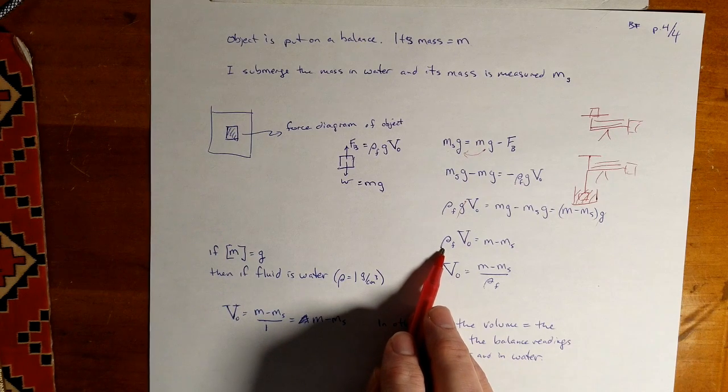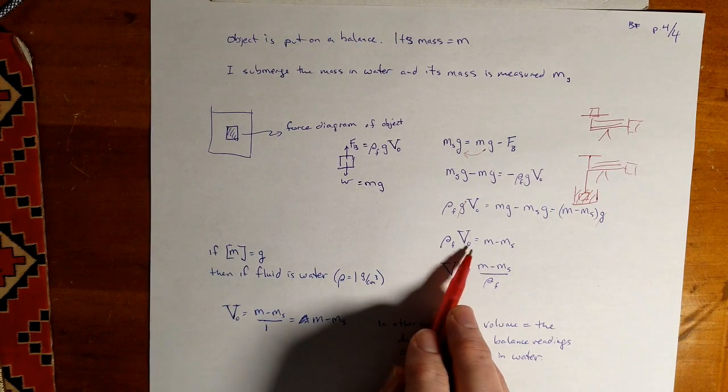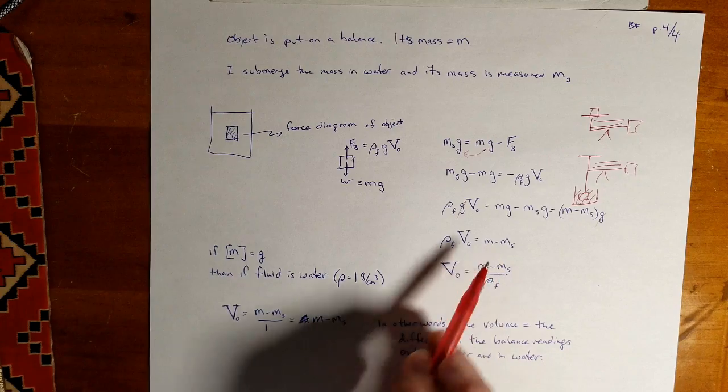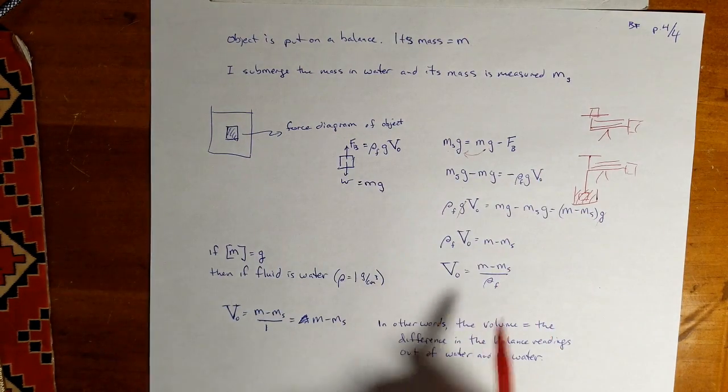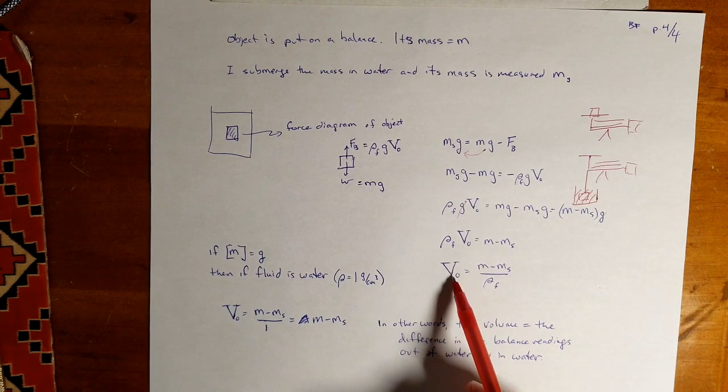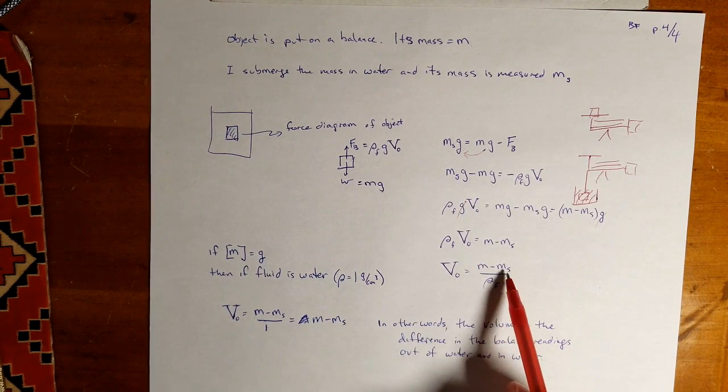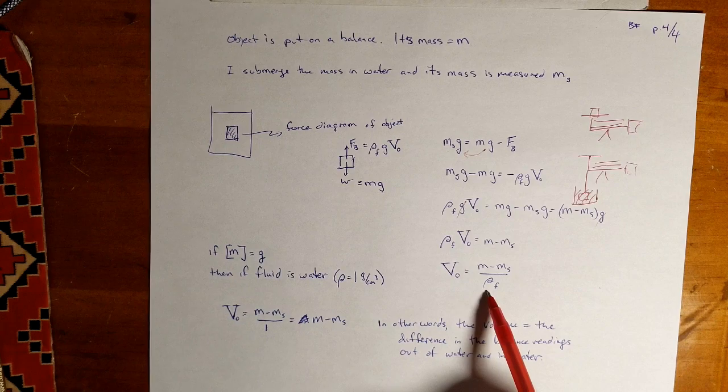And what I'm left with is the density of the fluid times the volume of the object is equal to the difference in the mass measured on top of the balance and in the water. And then if I solve for the volume of the object, it's just the difference in the masses that were measured divided by the density of the fluid.